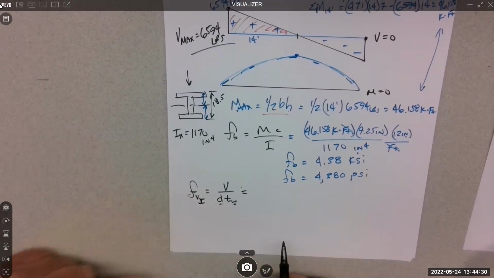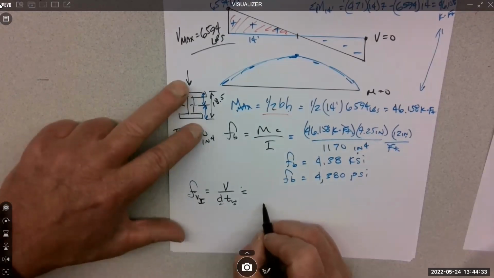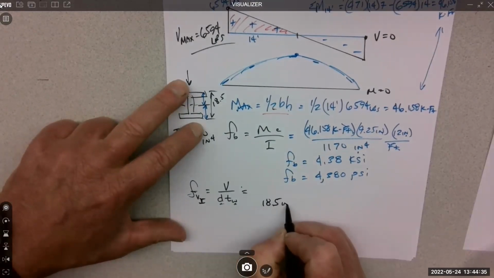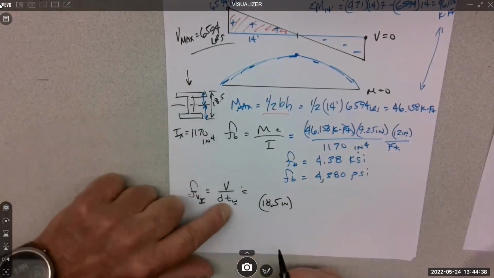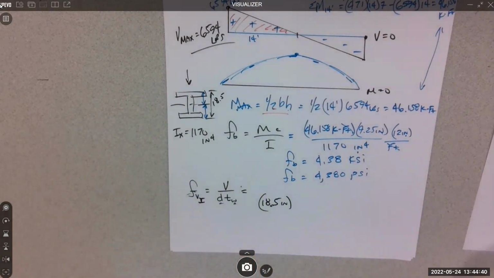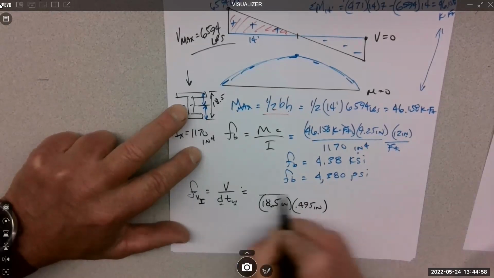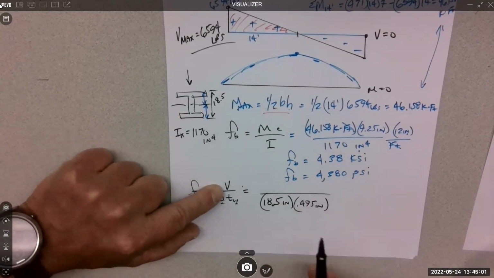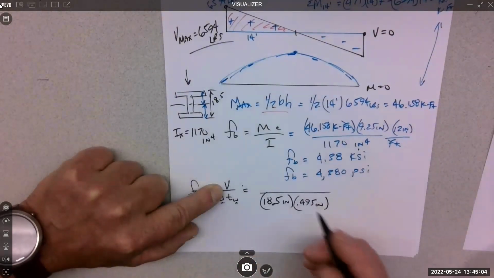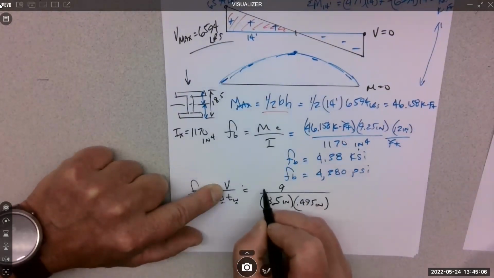So the depth is 18.5. And the thickness of the web is what? We look it up. TW, thickness of the web, is 0.495. And then V, shear force, 6594. Cool.